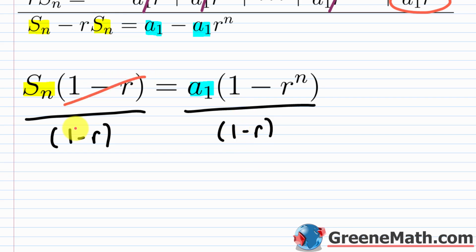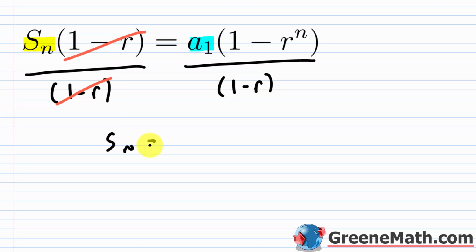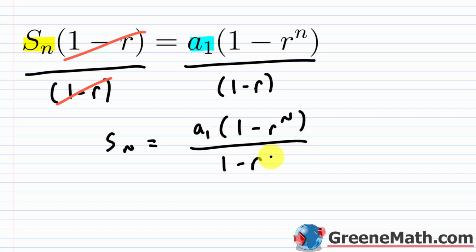And let's cancel this with this. So a common factor of 1 minus r. So this is going to be s sub n is equal to a sub 1 times the quantity 1 minus r to the power of n, and this is over 1 minus r. And of course, I'm going to put my restriction in here. We don't want r to be 1. If r is 1, then you have a special case, which I'm going to talk about in a moment. But essentially, you want to say where r is not equal to 1.